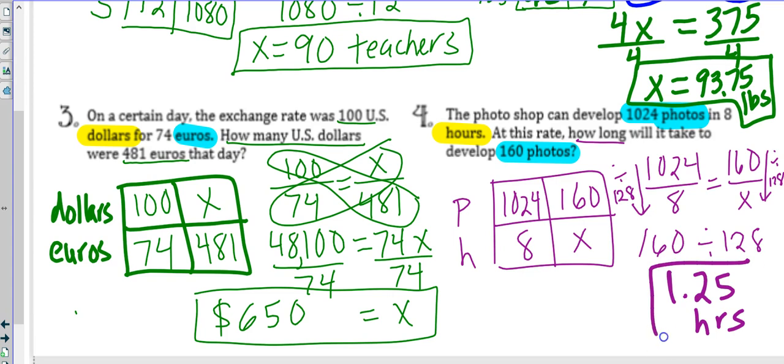And you may have done the cross products, the diagonal relationship for that one, but I was showing you another way that you can look for those relationships. Okay, that's it for solving and writing proportions.